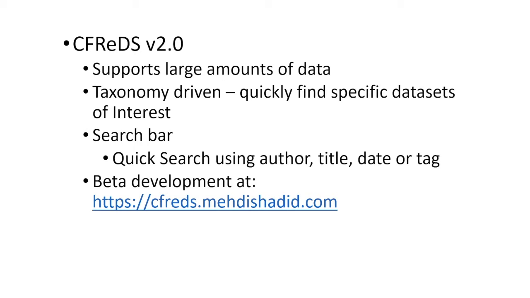The updated CFReDS is a taxonomy-driven website that supports large amounts of data that can be quickly searched and allows third parties to upload datasets that are approved by an admin user. Each dataset within CFReDS contains a description and tags which add another layer of information which are useful for searching datasets of a particular subset. The description and the finding aids help users locate datasets by the year produced, author, or by attributes of a dataset. The current beta development is at the URL located at the bottom of the slide.